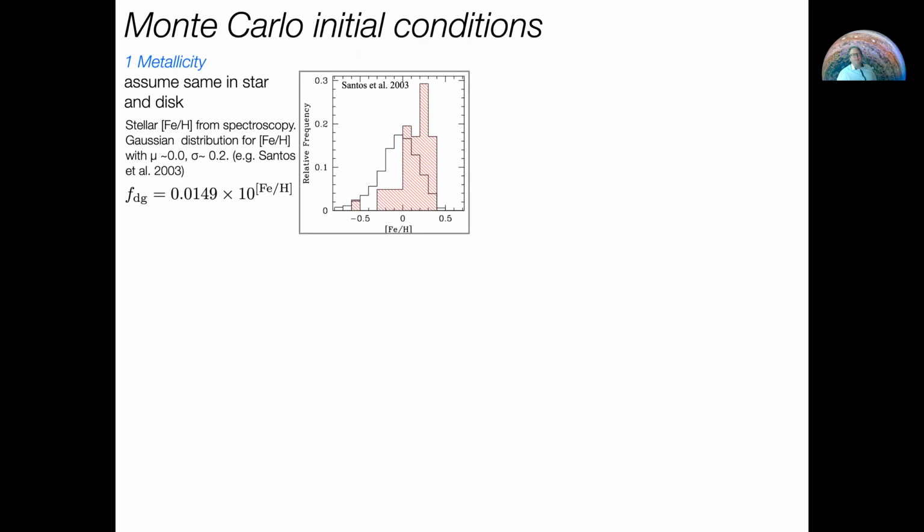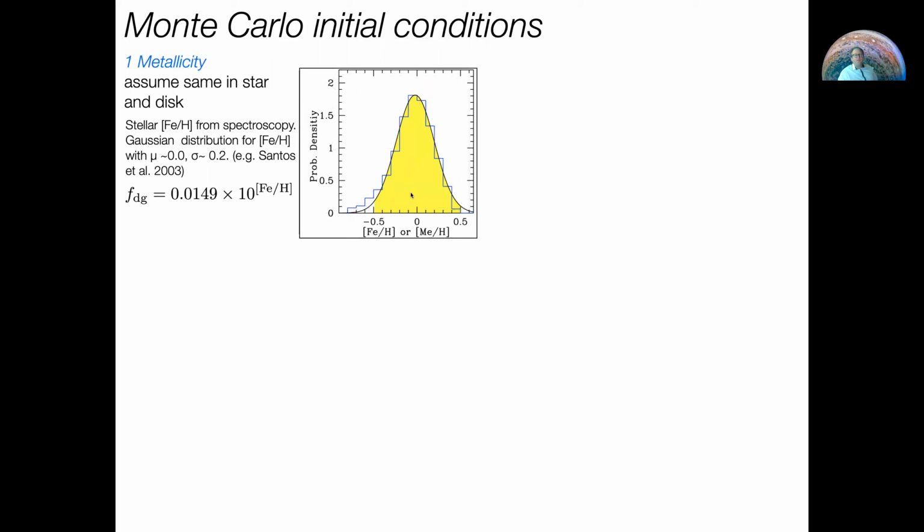So the first is the metallicity, the dust to gas ratio, and often it is assumed that this metallicity is the same in the star and the disk, and then we can use the spectroscopically determined metallicities of stars. Like here you see the distribution of observed metallicities, and we can then convert that into a dust to gas ratio. And this is then just a fit to such an observed distribution.